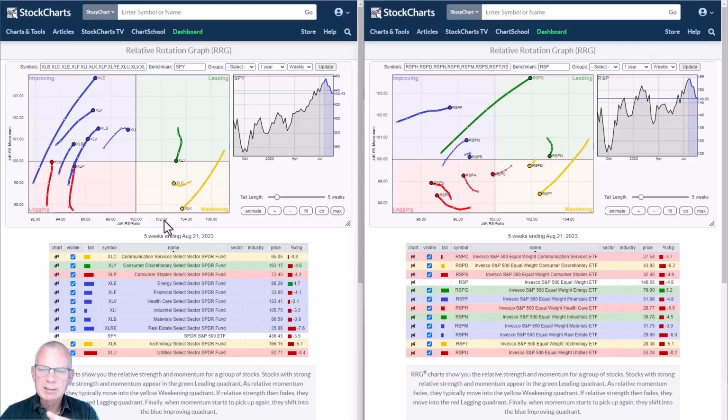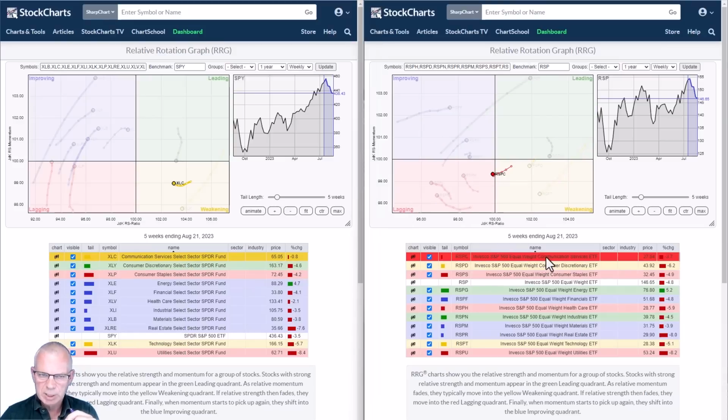You can see the overall picture. Here is the cap-weighted version that's compared against SPY, of course. And on the right-hand side, we have the equal weights, and they are compared versus RSP. That's the Invesco equal weight S&P 500 ETF. You can see that the bigger moves, the moves of the tails, are kind of similar, but there are definitely some subtle differences. Let's go over them one by one.